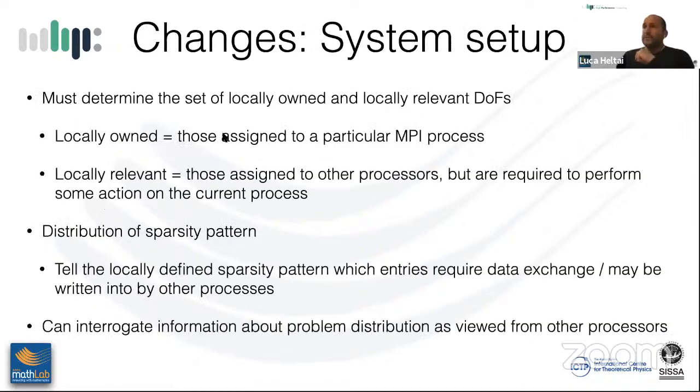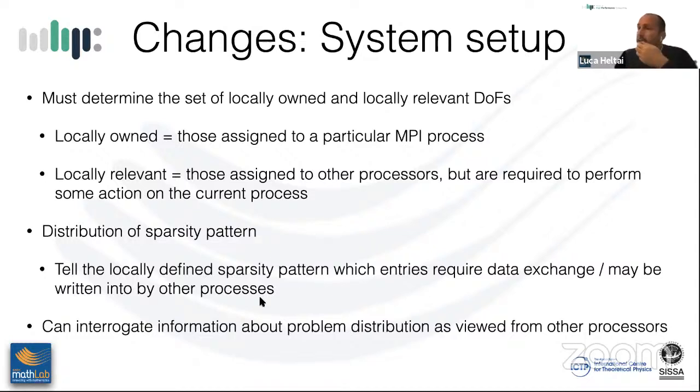So first of all, we must determine what are the sets of locally owned and locally relevant degrees of freedom. The locally owned are those assigned to a particular MPI process, and the locally relevant are those that are assigned to another processor but are required to perform some action on the current process, for example, evaluating values of gradients. And we need to distribute the sparsity pattern, because I need to tell other processors who I'm communicating with in terms of local degrees of freedom. So if the local degrees of freedom that I have on a single entry of the matrix need to communicate with something that does not belong to my processor, I have to communicate that to the next processor.